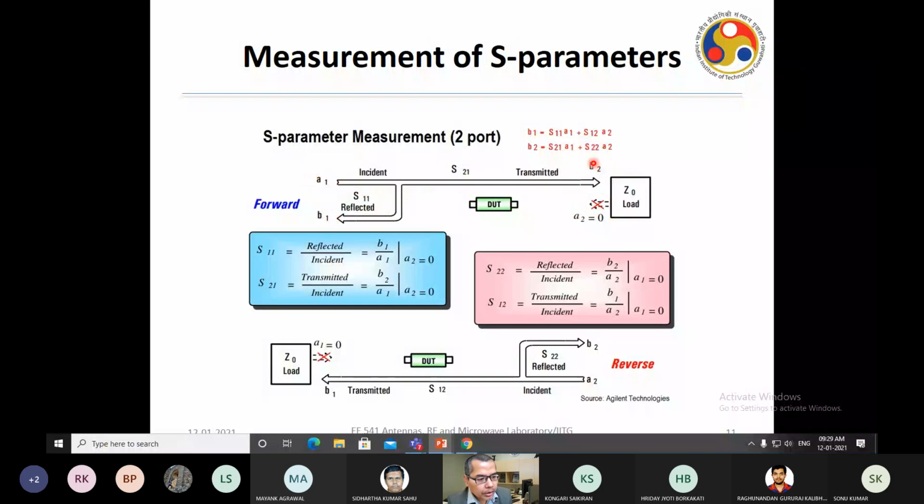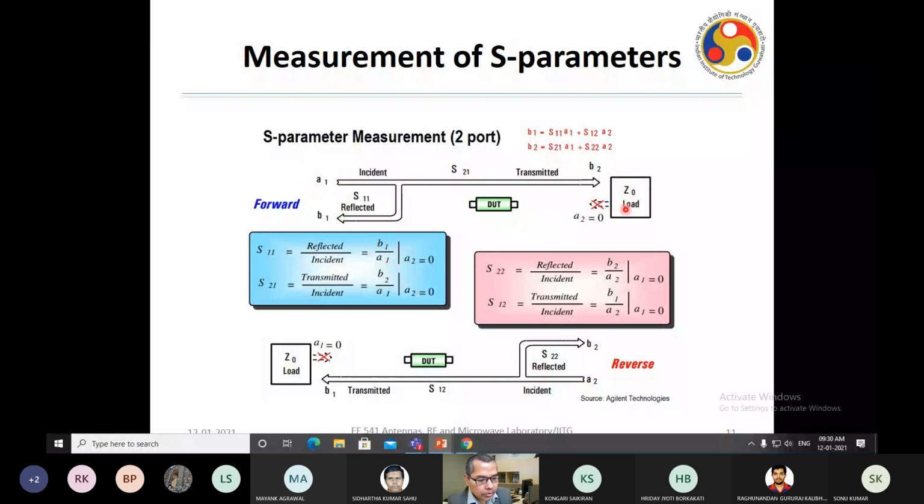Now if I want to measure S11, what do I do? I supply a signal at port 1, and I do not supply any signal at port 2, so that's why I have crossed it here. A2 is 0, so we're not supplying any signal in port 2. We're just giving some input to port 1. How much of the signal is reflected? That would be S11. So the ratio of B1 by A1 when A2 is 0 is S11, and the ratio of B2 by A1 when A2 is 0.